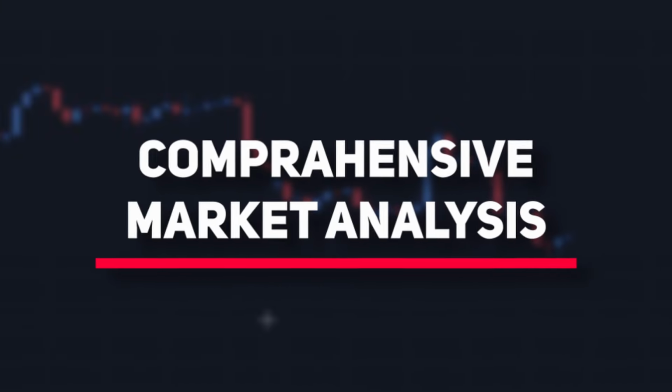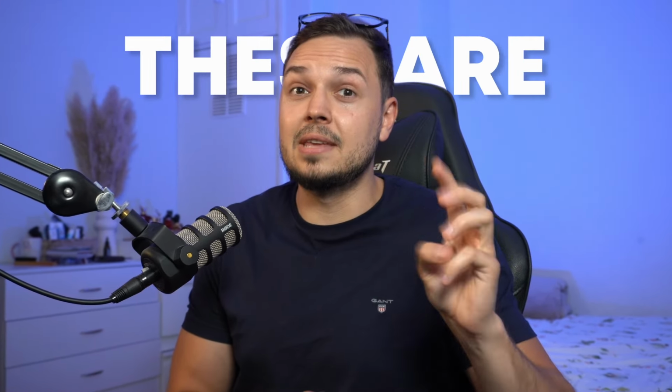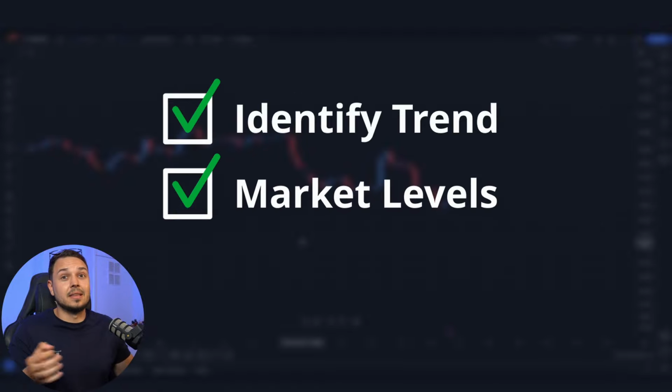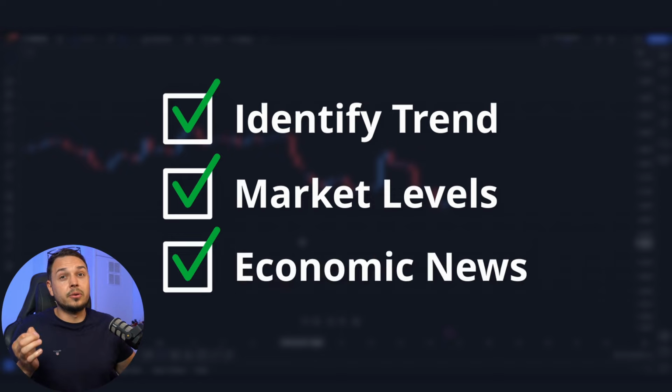So step number 1 is comprehensive market analysis, which basically means we need a good understanding of the financial market, and we can achieve this understanding by 3 main points. These are learning to identify overall market trend, finding and understanding key market levels, and monitoring economic indicators. These 3 points will give you a solid base understanding of what is actually going on when you trade, which will also force you to make better trade decisions.